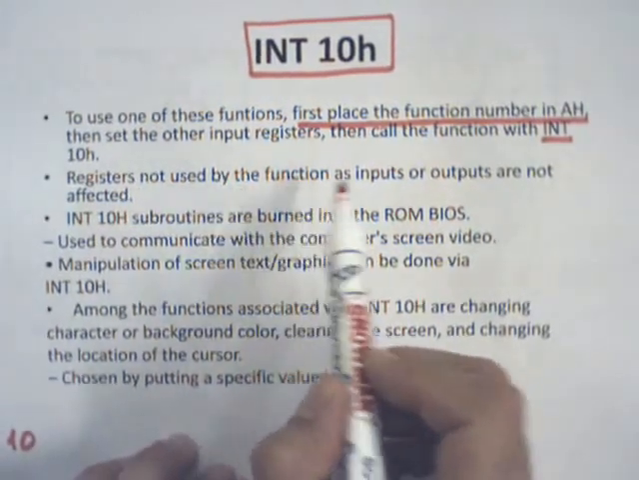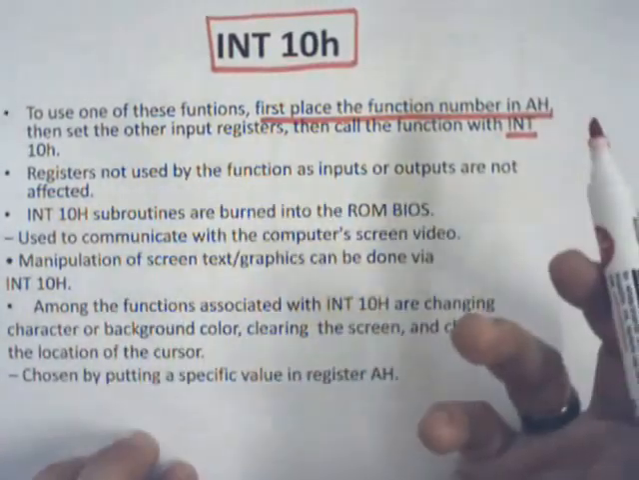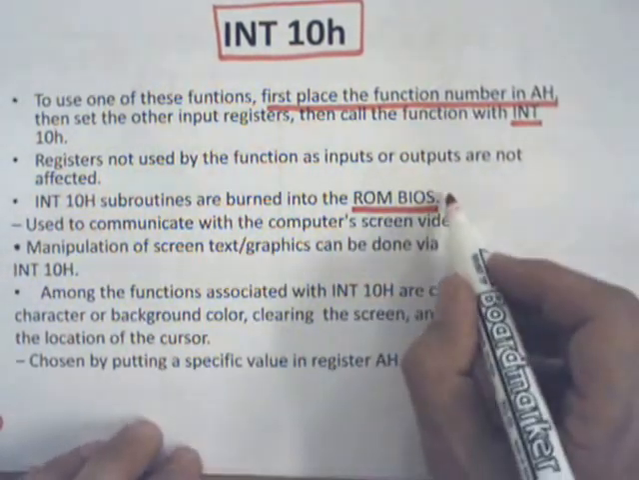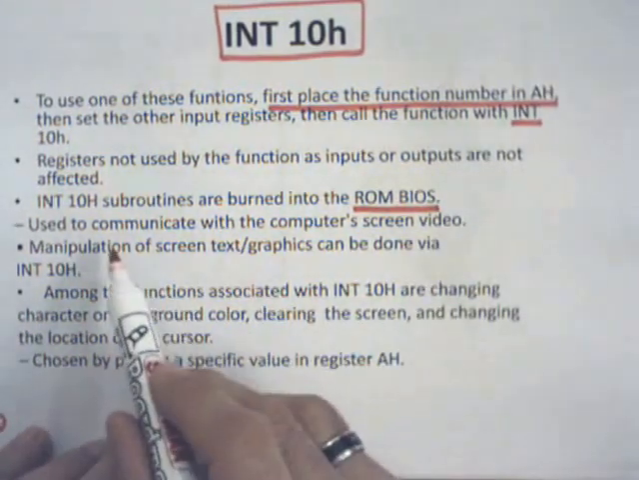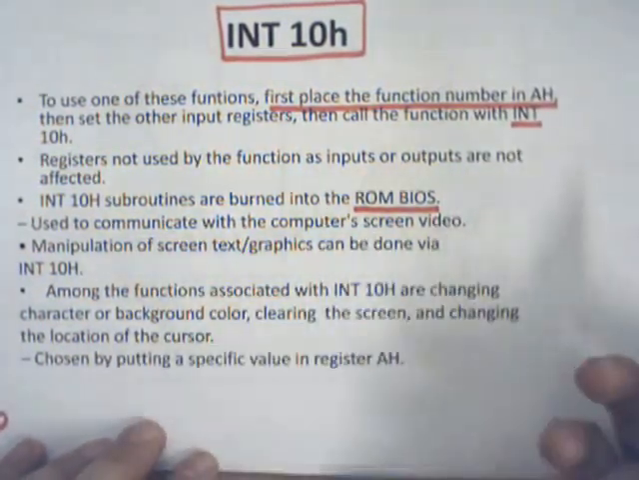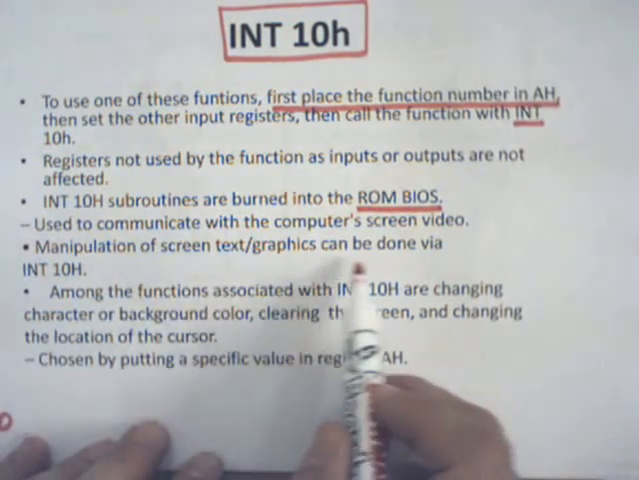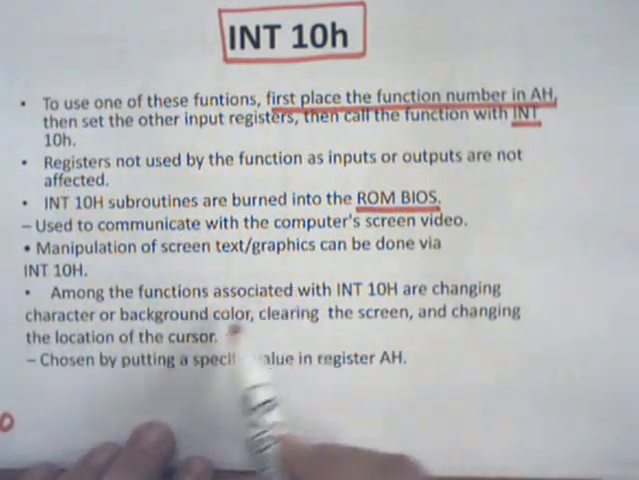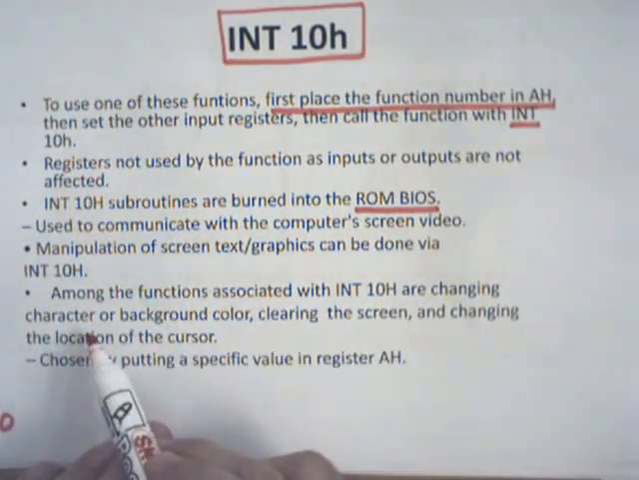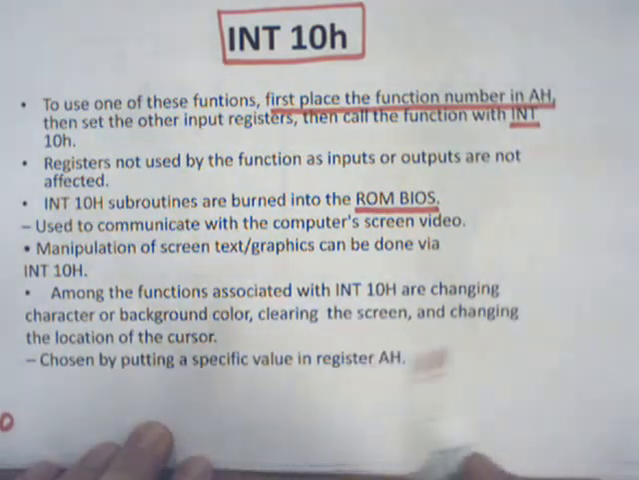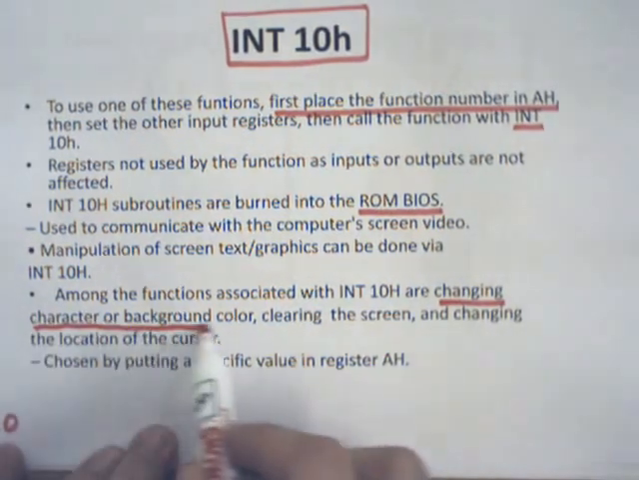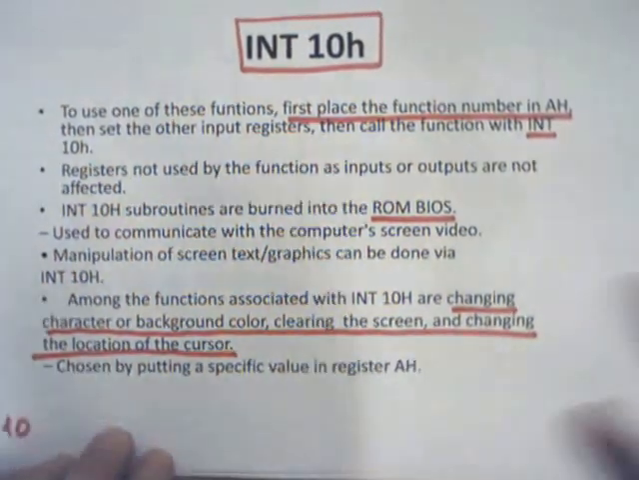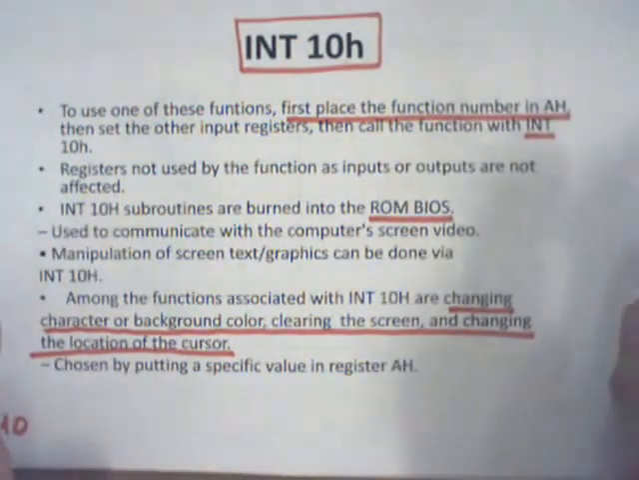Registers not used by the function as inputs, outputs are not affected. They are burned in the ROM BIOS, so those are factory set subroutines used to communicate with the computer's screen video. Manipulation of screen text and graphics can be done via this interrupt. Among the functions associated with this are changing character and background color, clearing the screen, and changing the location of the cursor, etc. So we can play with the characters, symbols, colors, etc. on the screen.